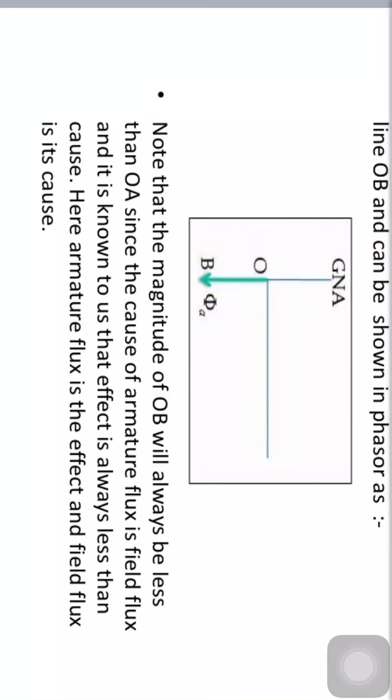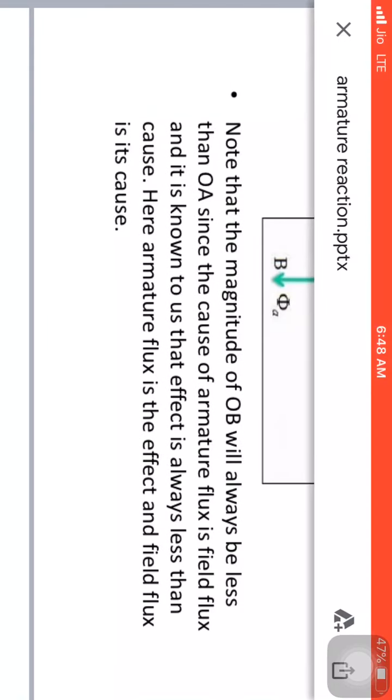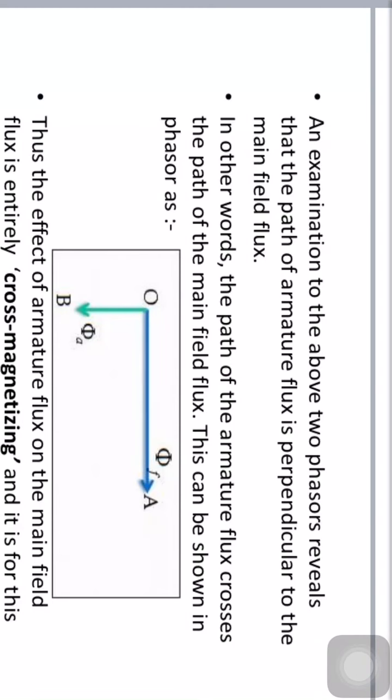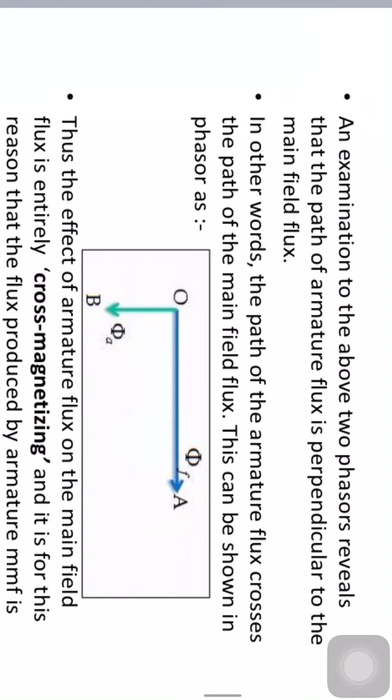Here armature flux is the effect and the field flux is its cause. Okay, next one. By observing the above two phases, the path of armature flux is perpendicular to the main field flux. In other words, we can call it as the path of the armature flux crosses the path of the main field flux.